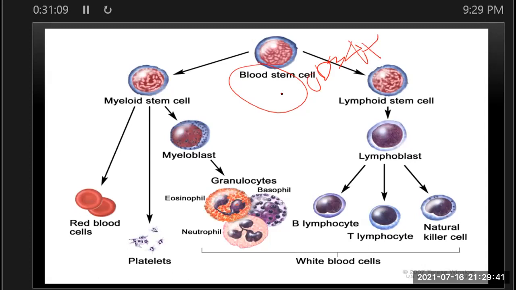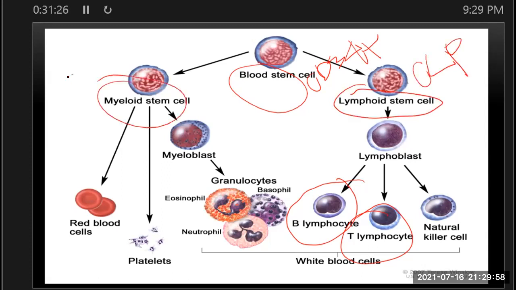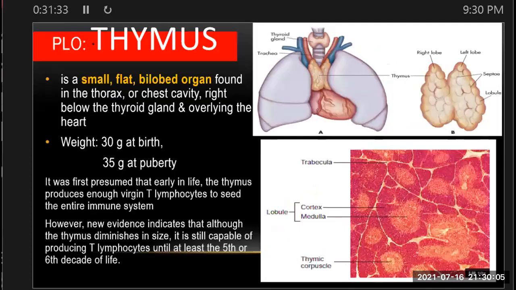Lymphocytes are the cornerstone of the adaptive immune system. Okay? Commonly known as the WBCs, they derive from common lymphoid progenitors. So this one, lymphoid stem cell, common lymphoid precursor. This one is the common myeloid precursor. So please take note where they came from. So that's it.